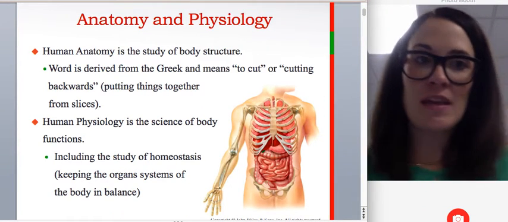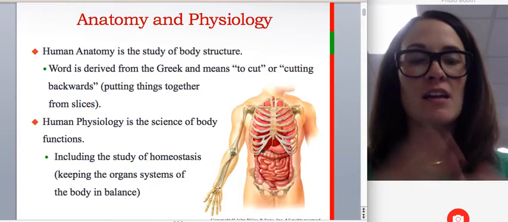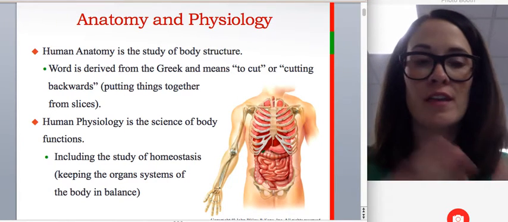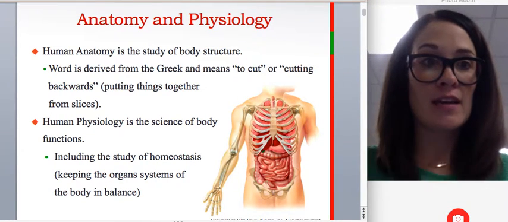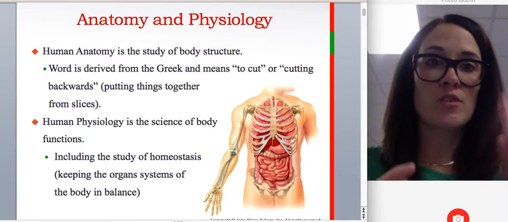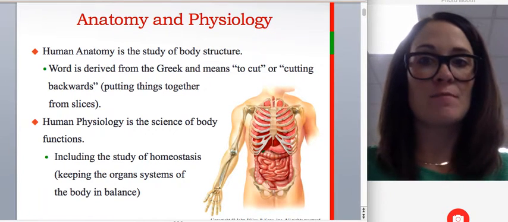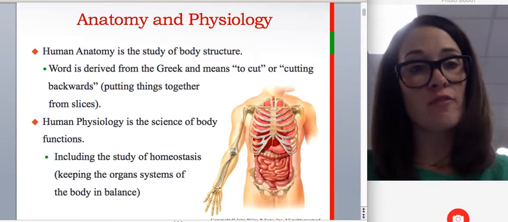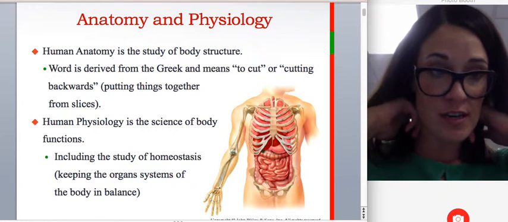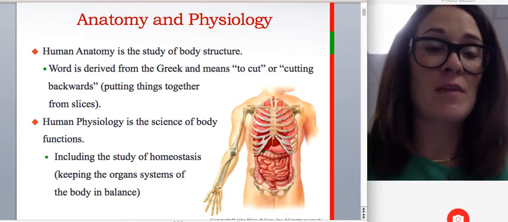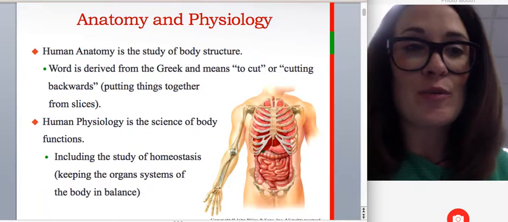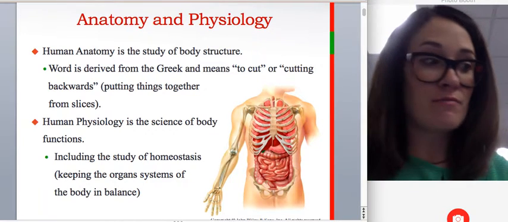So, anatomy, the term means the study of the structure of the body. Where are things located? What do they look like? The word is from Greek, which means literally to cut, putting things together from slices. When they first started studying human anatomy, I'll show you a little video. It was kind of brand new.